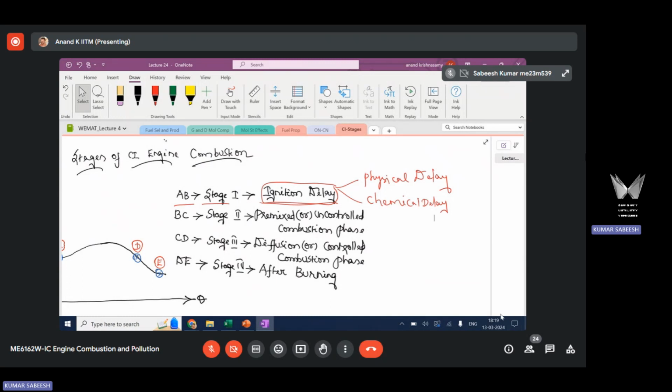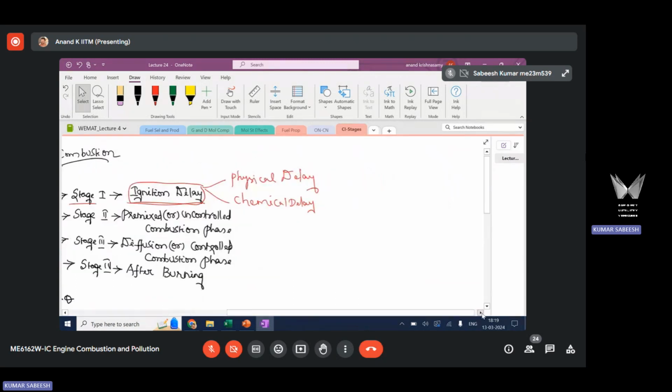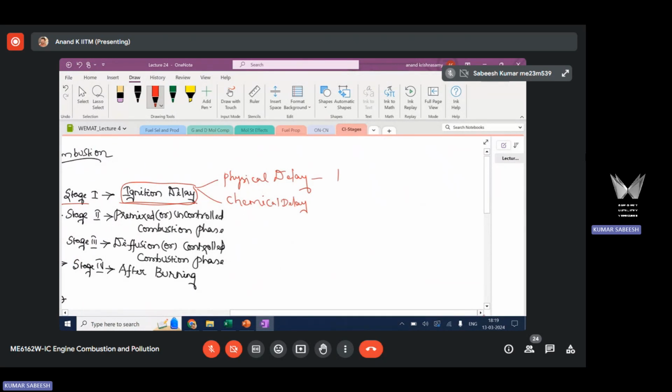Now, what is this physical delay that we have discussed earlier? Time required to prepare the ignitable charge, the ignitable mixture. So basically during this physical delay time, we are getting this P ignition with T ignition, right? Until this, there is no combustion at all. So during this physical delay time, you are ensuring that you have sufficient P ignition and T ignition. Otherwise, the fuel is not going to ignite.